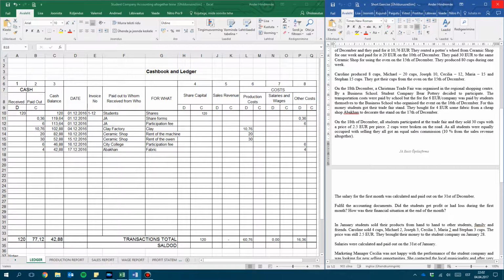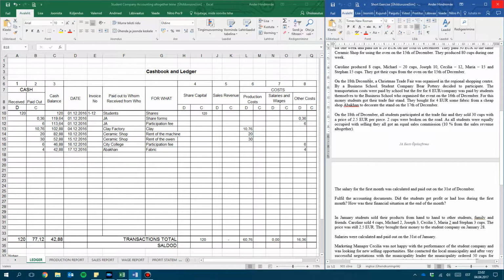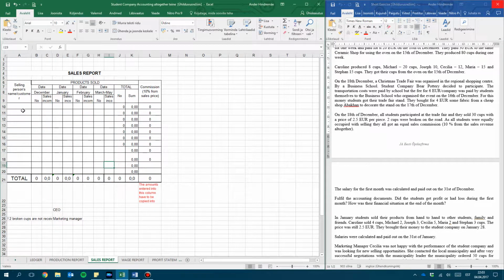On the 18th of December, all students participated at the trade fair and they sold 30 cups with a price of €2.5 per piece. 2 cups were broken on the road. All students were equally occupied with selling. They all got an equal sales commission, 10% from the sales revenue altogether, which was said earlier as well. So let's open the sales report now. And we need to have the names of people here who sold the products. However, as they were equally occupied with selling the products, we don't actually have to add all the names here.